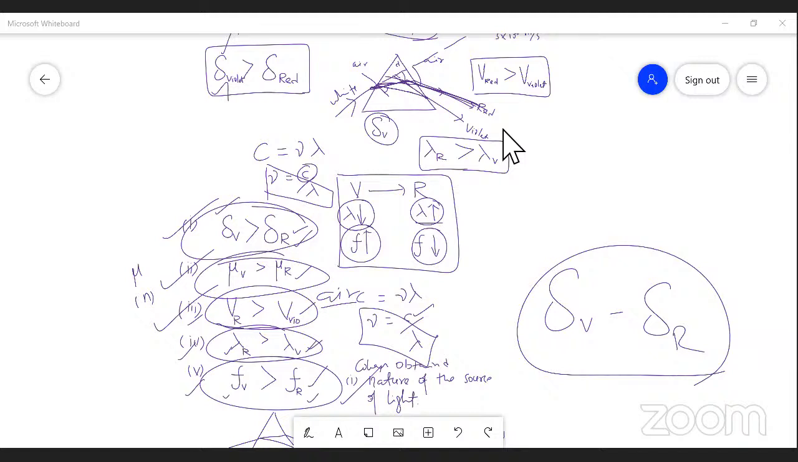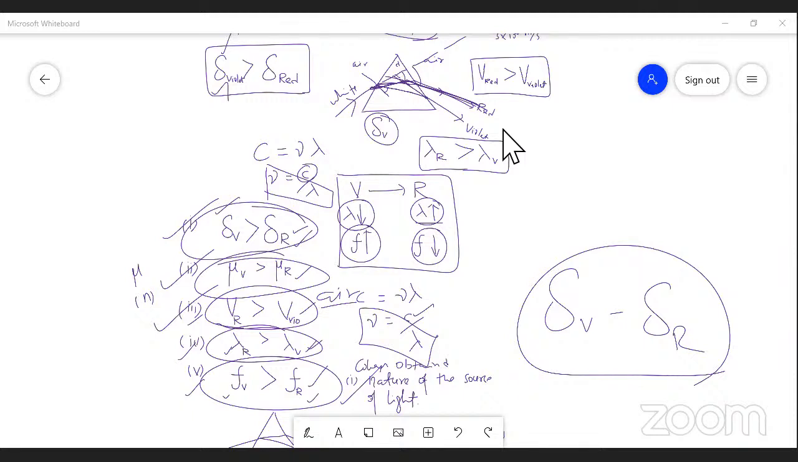Okay, there are some questions I want to answer. What do you mean by dispersion? Splitting of white light into its constituent colors. Very good. Just splitting of white light in a medium, particularly polychromatic light. It is very important in a medium.